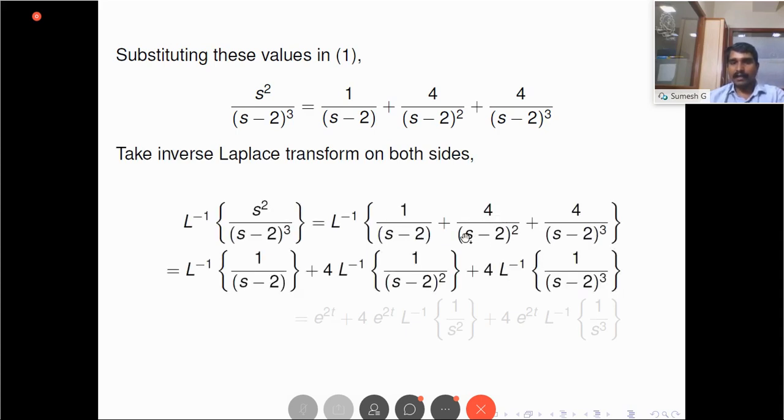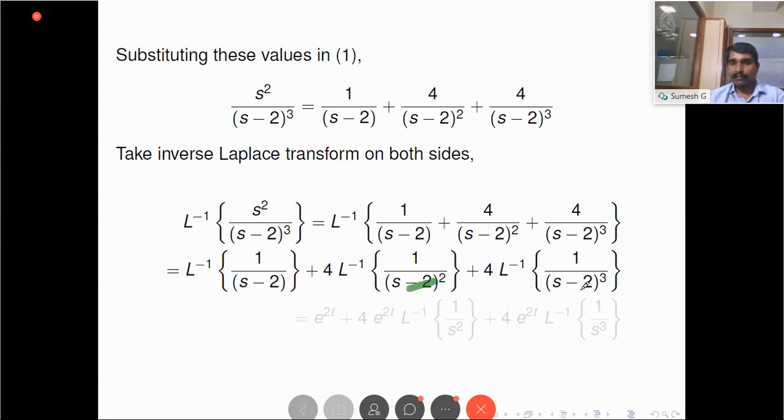Then apply the linearity property. Consider the first one. Inverse of 1 by (s minus 2) is e raised to 2t. Consider the second one. This denominator is (s minus 2) whole square. So first we have to eliminate the effect of minus 2. To eliminate the effect of this minus 2, we have to multiply by e raised to 2t. So your second term becomes e raised to 2t into, by multiplying by e raised to 2t, this minus 2 cancels.